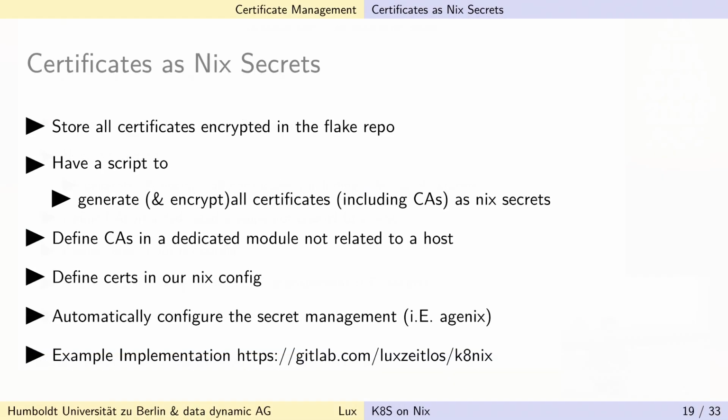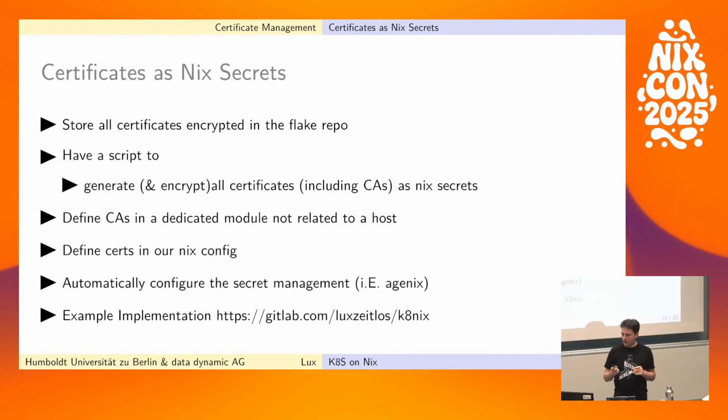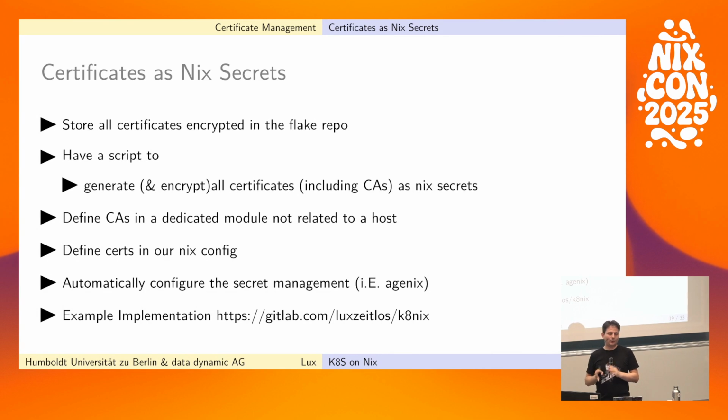I suggest to use Nix secrets with some kind of Nix secret management. Sops-nix, for example, or agenix. We use agenix, but yes, that would work. And well, why not? We have a secret deployment tool. That's very cool. Why not use it? So what do I suggest? I would suggest we store all certificates encrypted in the Flake repo. We have some kind of script to generate them. We need a way to define the certificate authorities independent of our certificates and independent of our hosts. And then we can just define our certs and use them.